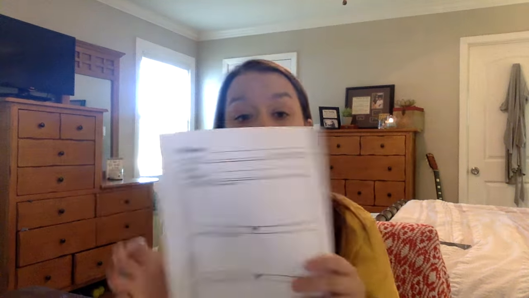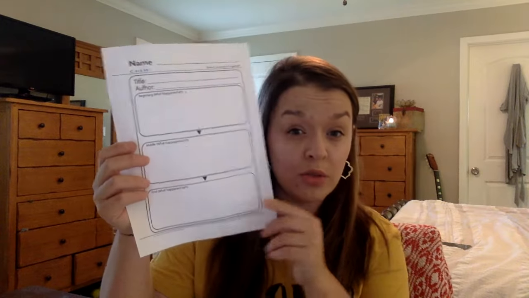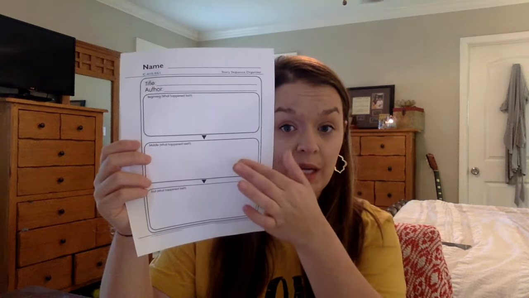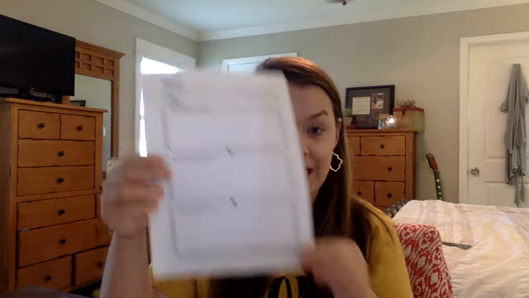So then after they've completed all of those questions, we would move on to activity 2, which is a story sequence organizer. And this would be done individually. I would present it and explain it to my students that we are going to write out what happens at the beginning, what happens at the middle, and what happens at the end of our story.